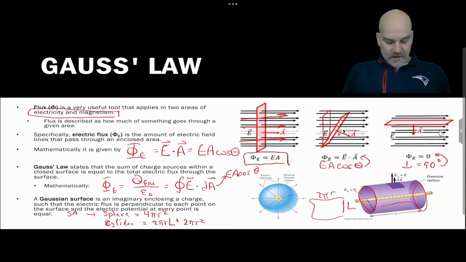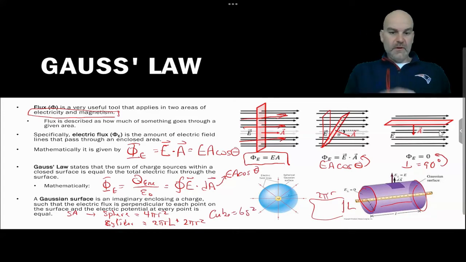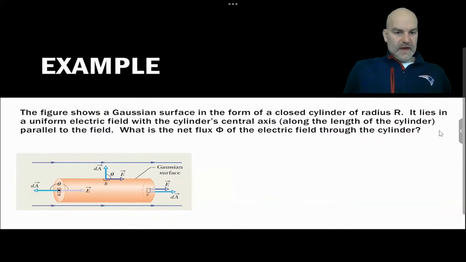The other one you would have to remember is a cube. But with a cube, some of the surfaces won't have the electric field passing through them. So you just have to determine which areas the E field is passing through. Let's look at a couple of examples. Here we have a Gaussian surface, a cylinder.